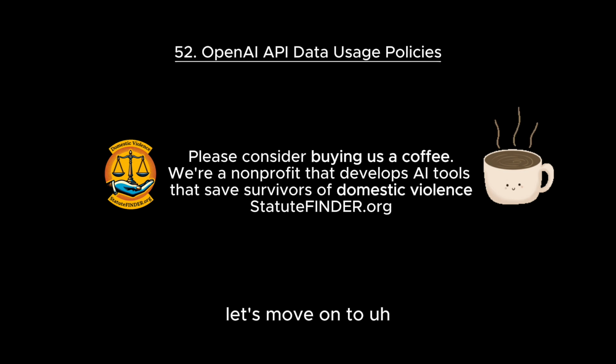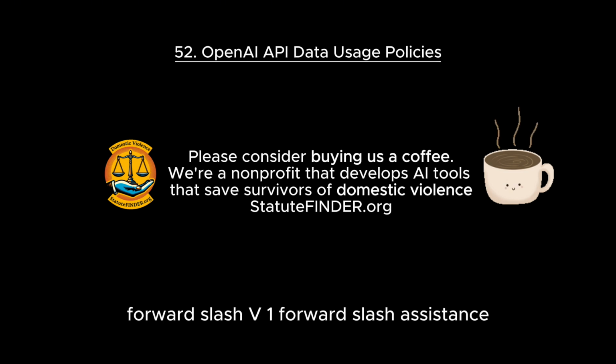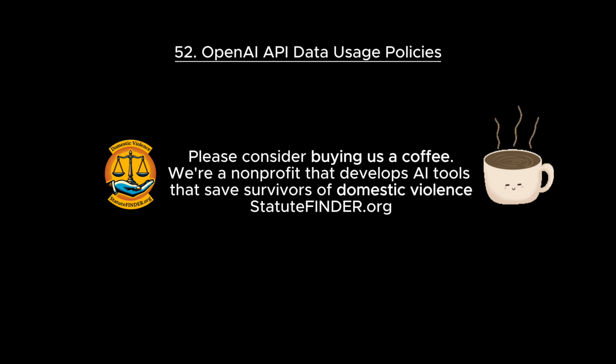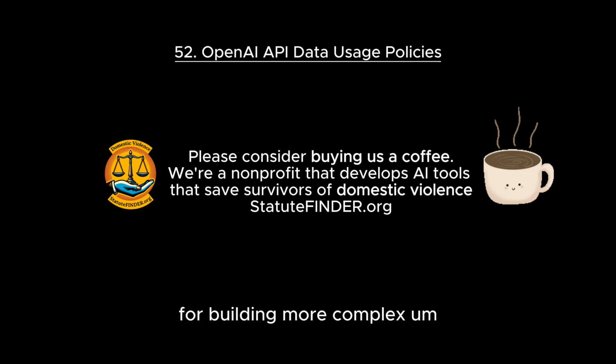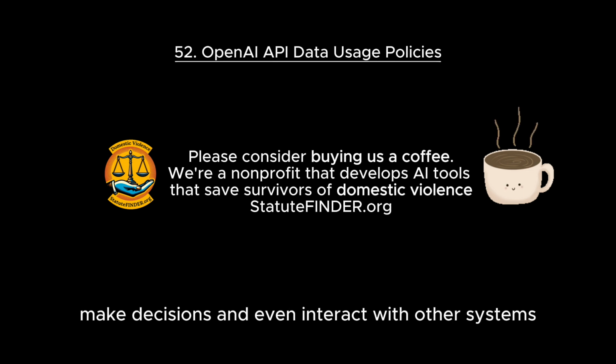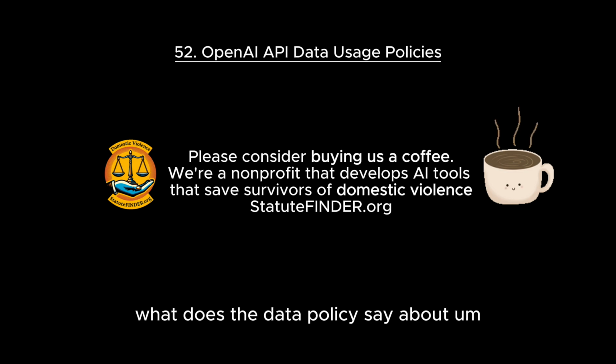Let's move on to /v1/assistants. This endpoint is becoming increasingly popular for building more complex and interactive AI applications. Assistants. Like a virtual helper that can do tasks for me. Exactly. Think of it as building a chatbot that can do more than just chat, right? It can access and process information, make decisions, and even interact with other systems. That sounds incredibly powerful. What does the data policy say about this endpoint?